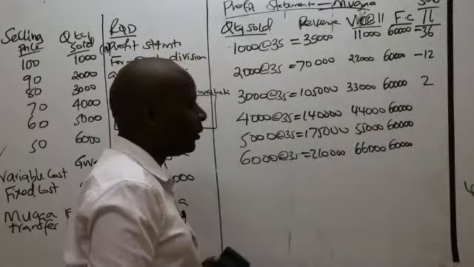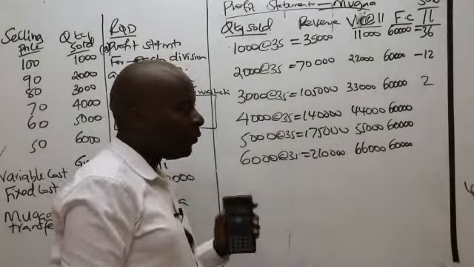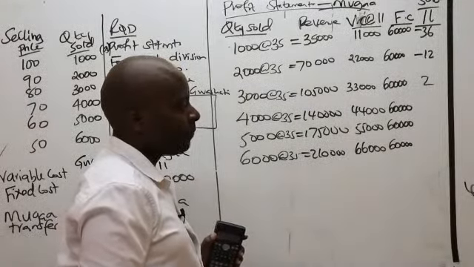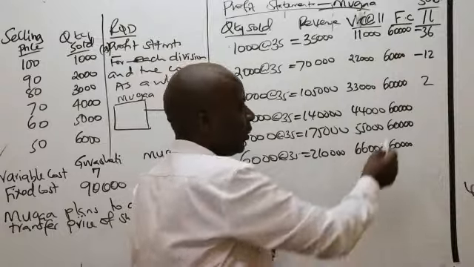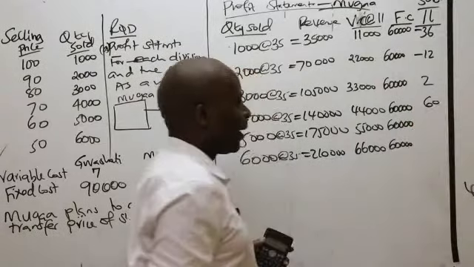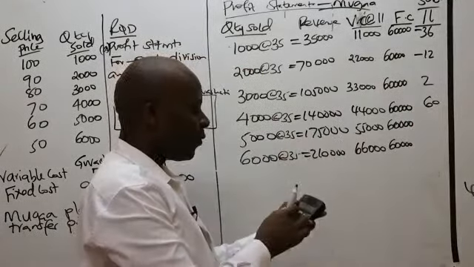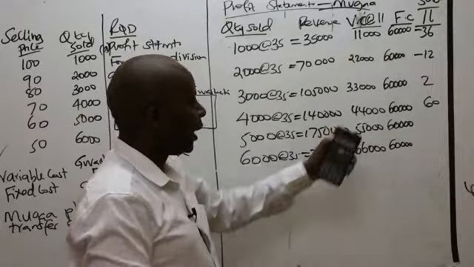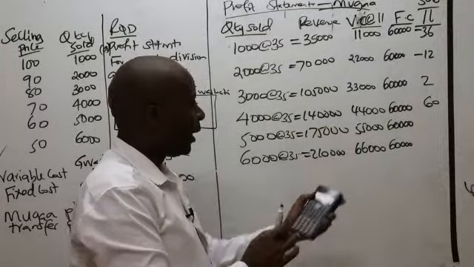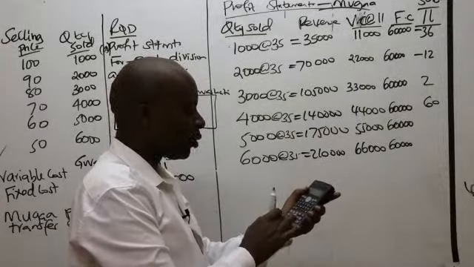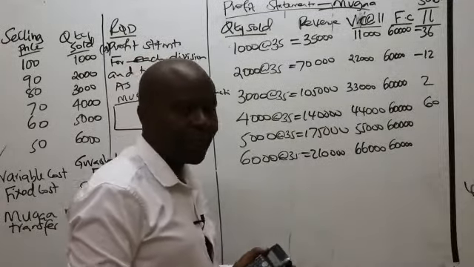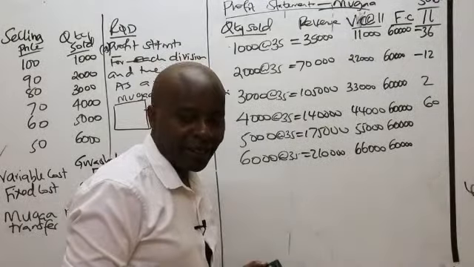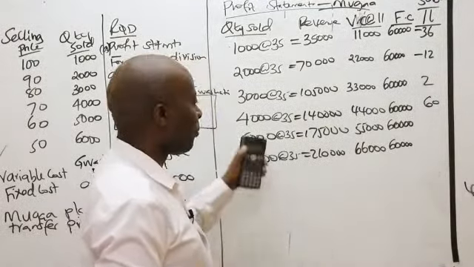The fourth profit, Edith is saying again 60. Let's confirm. It will be 140,000 minus 44,000 minus the fixed cost of 60,000. I'm getting 36. The fourth profit.